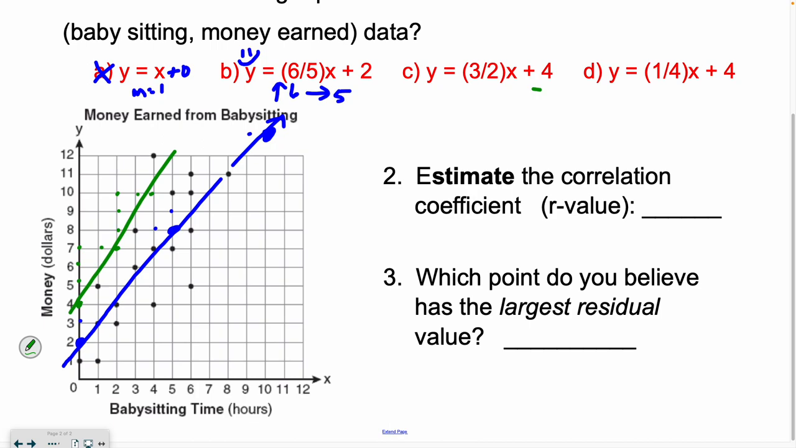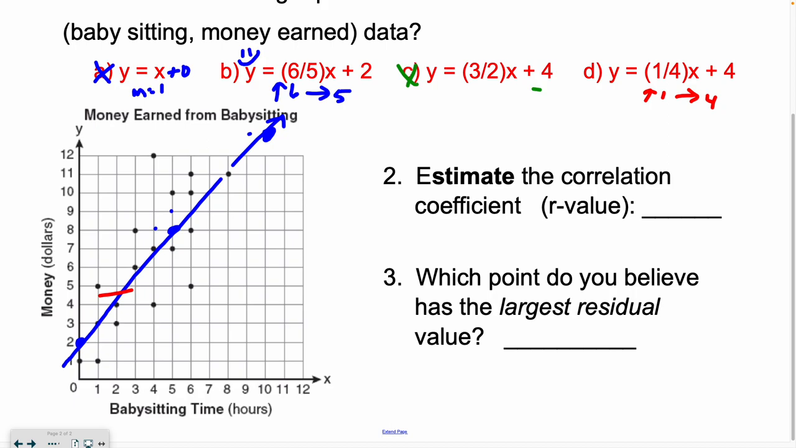All right, and let's look at the last one. Y-intercept of 4 again, but this time the slope is 1/4. Up 1/4, let's see. Oh, that's way too flat. No. Definitely choice B, okay?